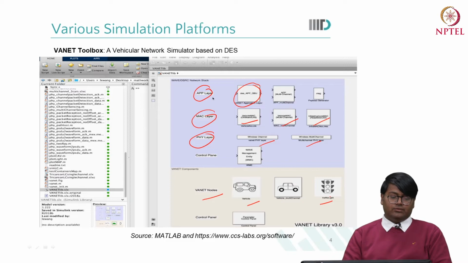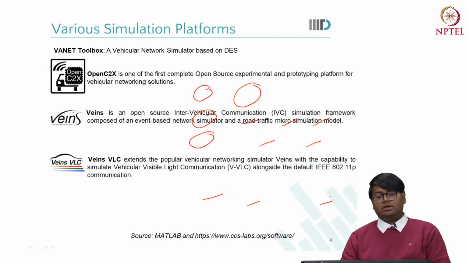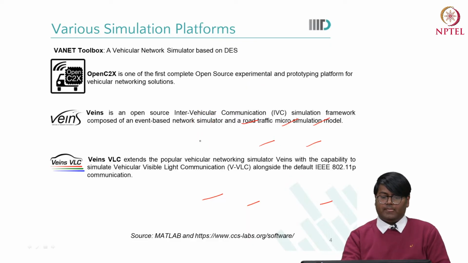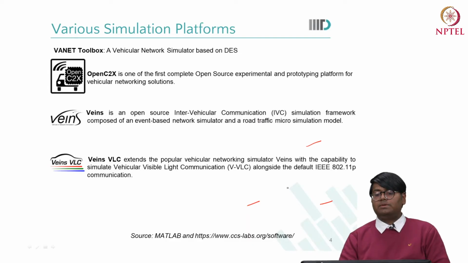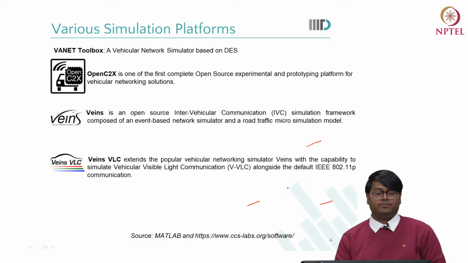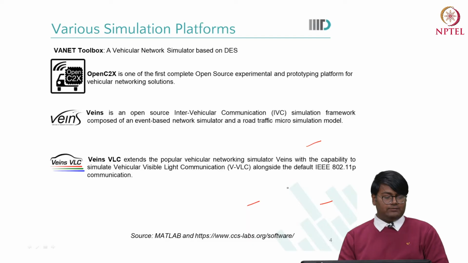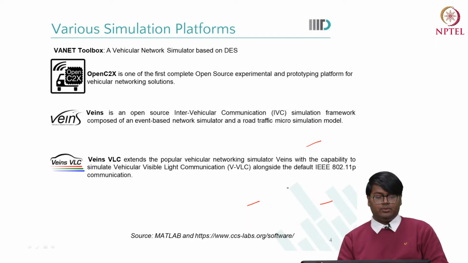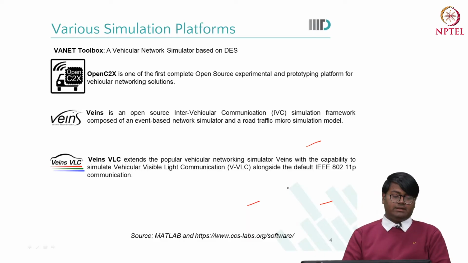Now let us see a few other vehicular network simulation platforms. We have OpenC2X, which is one of the first complete open source experimental and prototyping platforms for vehicular network solutions. Then we have VLC software. This VLC is an open source inter-vehicular communication simulation framework which is composed of an event-based network simulator and a road traffic micro simulation model.